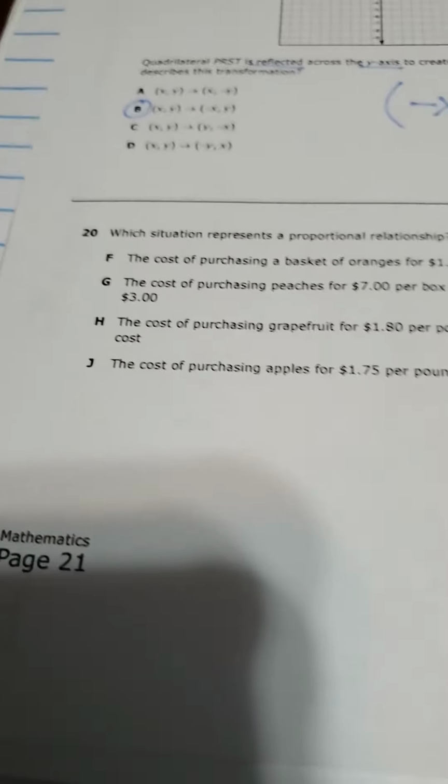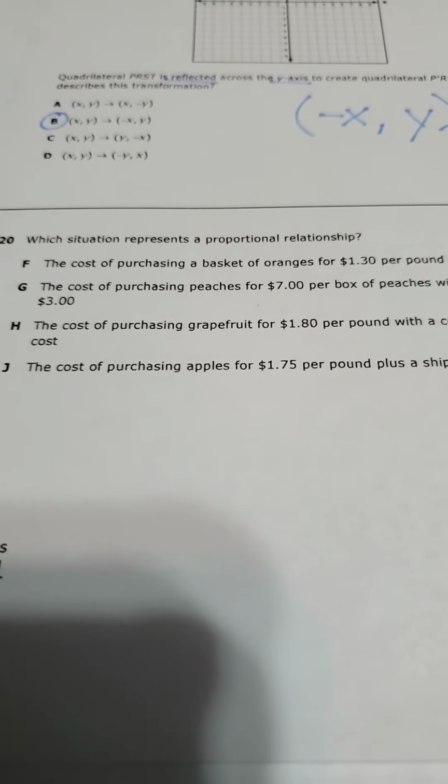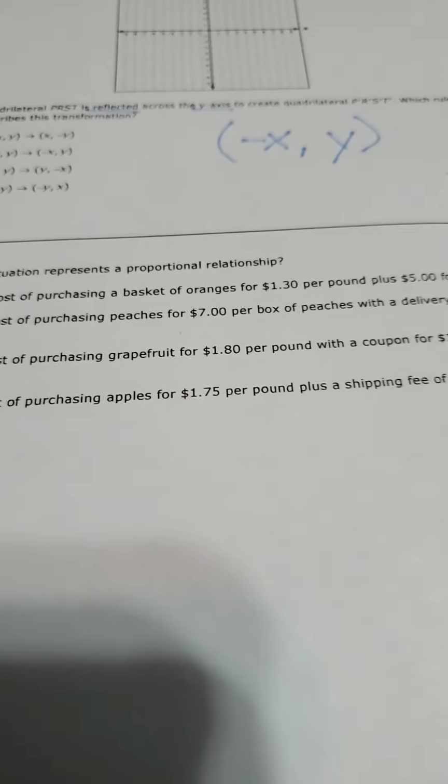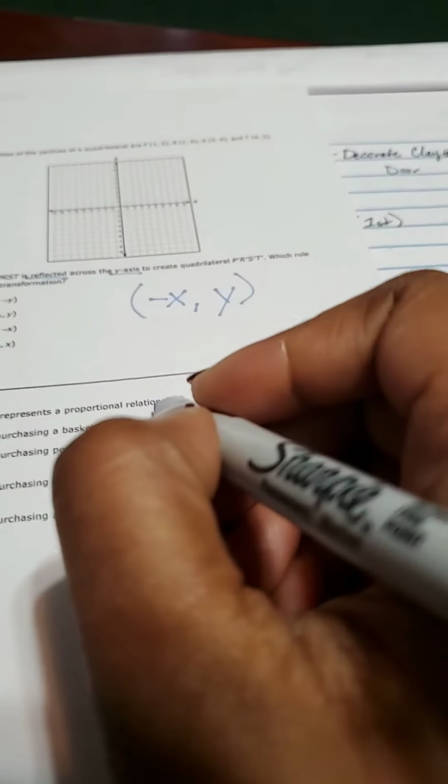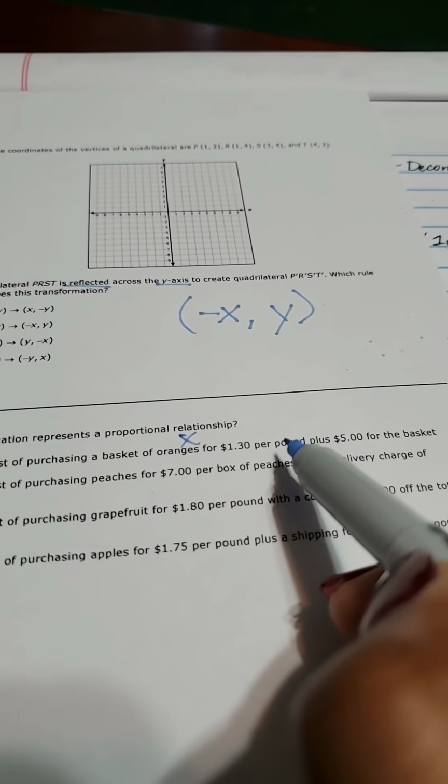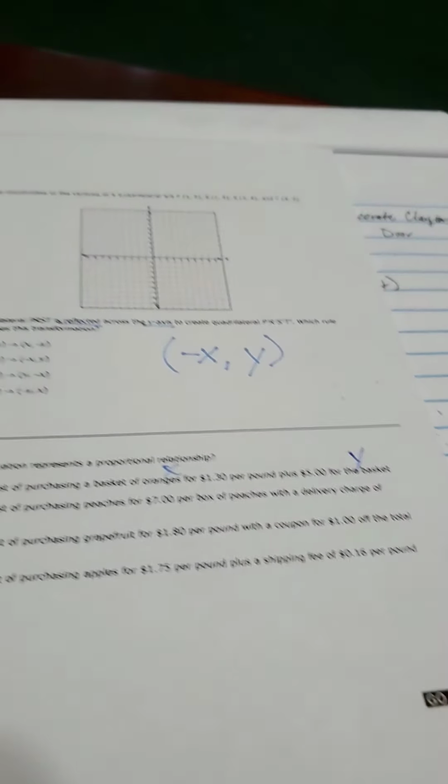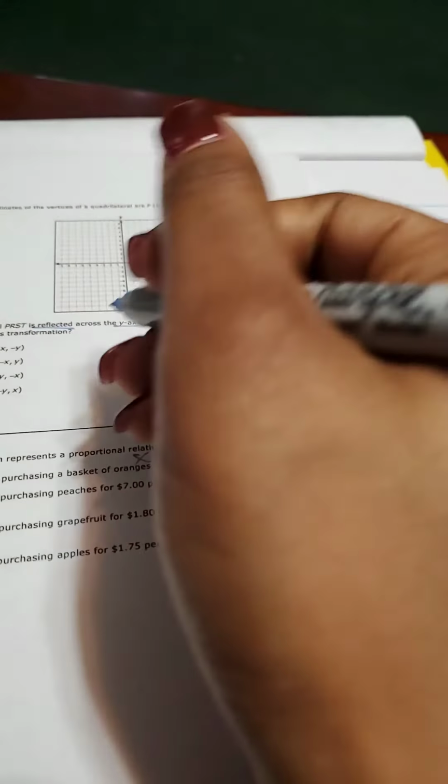So let's go through F. The cost of purchasing a basket of oranges, so let's say the oranges is X, is per pound, plus $5 for the basket. Well, my basket is now Y. Proportional, I'm only going to be talking about one thing, only my X. So automatically, this one's gone.